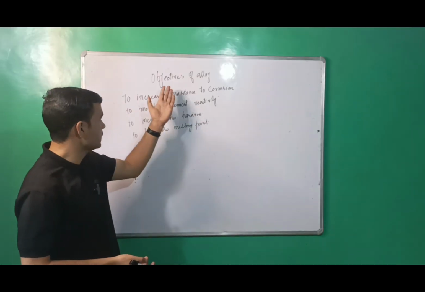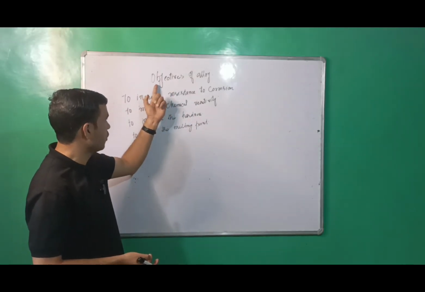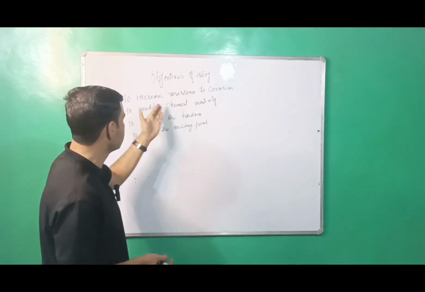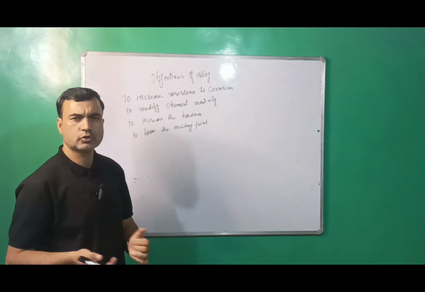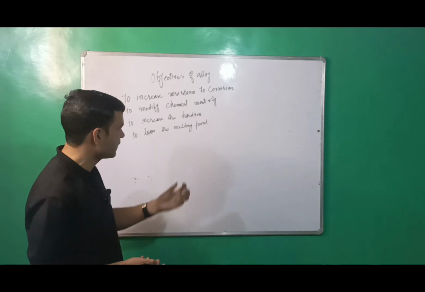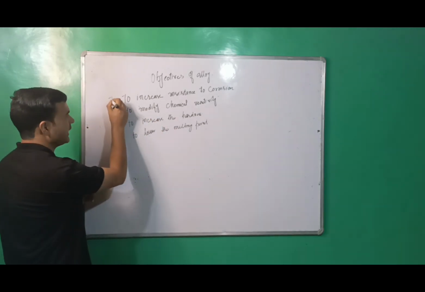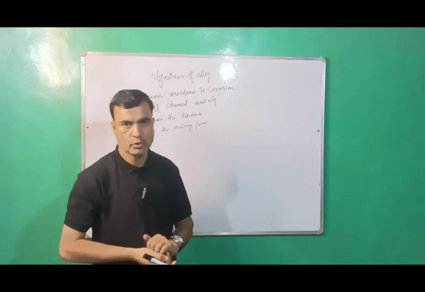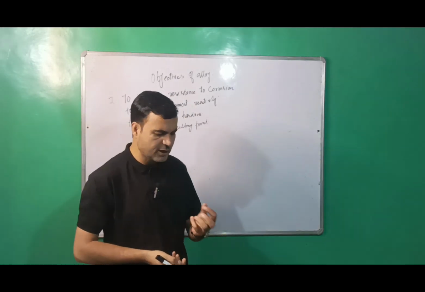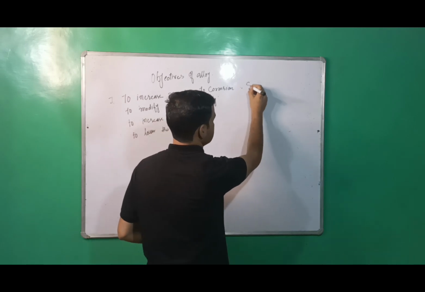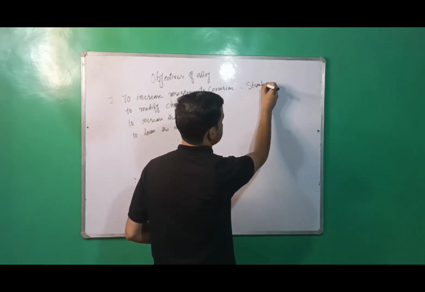Dear students, we will discuss now objectives of the alloy. What are the objectives of the alloy? As I have already mentioned, there are so many objectives of these alloys, but the important first one is to increase the resistance to corrosion. Just like I will give an example of stainless steel.